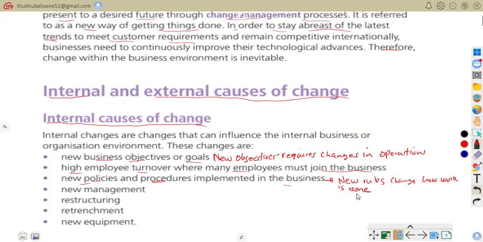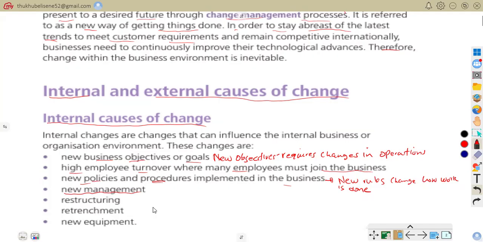So that is that. We can make an example of that where you are introducing a new leave policy. A new leave policy is going to change how the work is going to be done. Now, coming to new management, which is one of the internal causes of change.